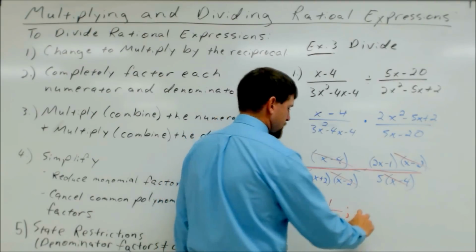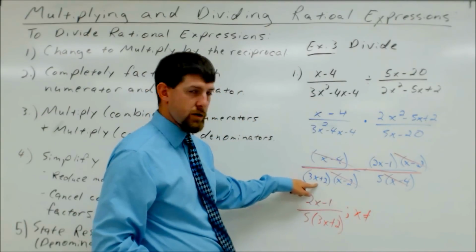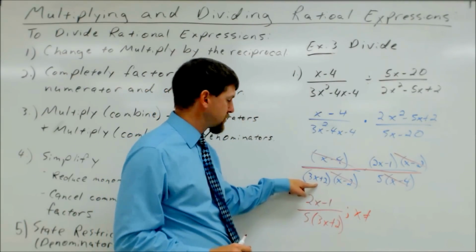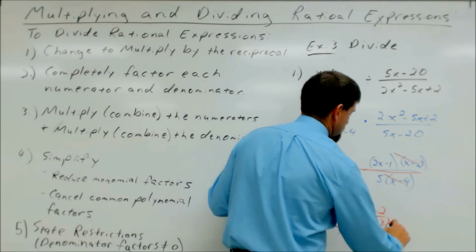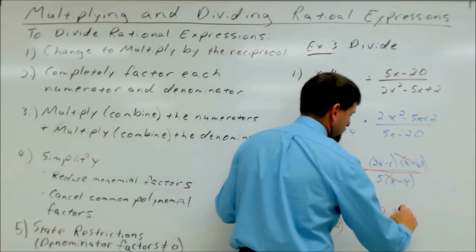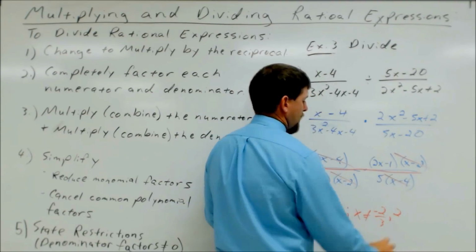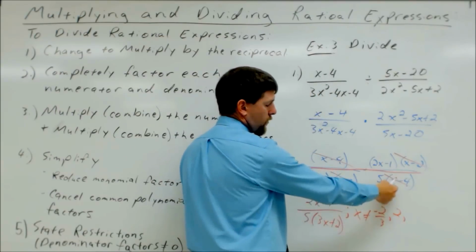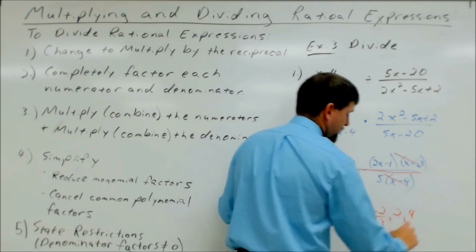Last step, state those restrictions. What can x not equal? Well, it can't equal negative 2/3. Remember, set each factor equal to 0 and solve. Subtract 2, divide by 3, so negative 2/3. It can't equal positive 2, and it can't equal 4, from x minus 4.